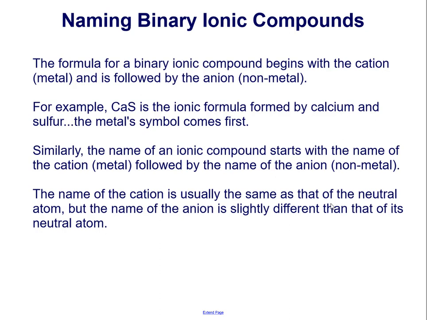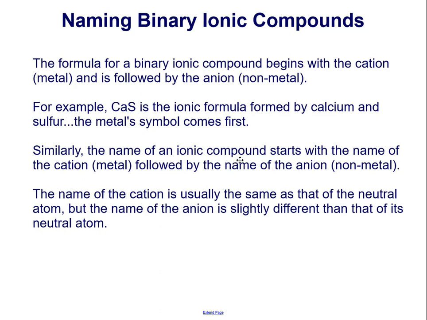Naming binary ionic compounds. The formula for a binary ionic compound begins with the cation, the metal, and is followed by the anion, the nonmetal. For example, CaS is the ionic formula formed by calcium and sulfur. The metal symbol comes first.